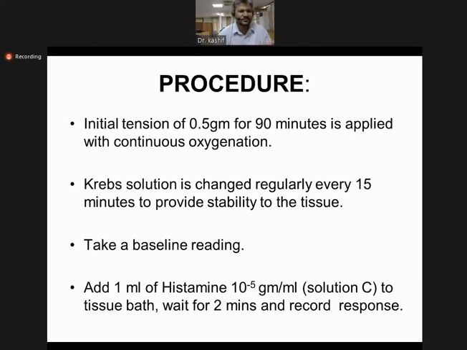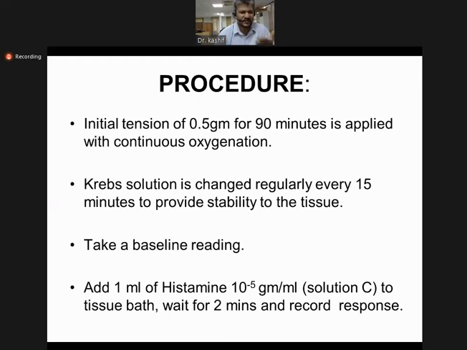Okay, once you fix the tissue into the PowerLab and start the process, first take a baseline reading. What is a baseline reading? Baseline reading is when you have not infused the histamine. Without histamine, just the reading of the tissue is known as the baseline reading. This baseline reading is first taken, and then you start your process using the histamine.